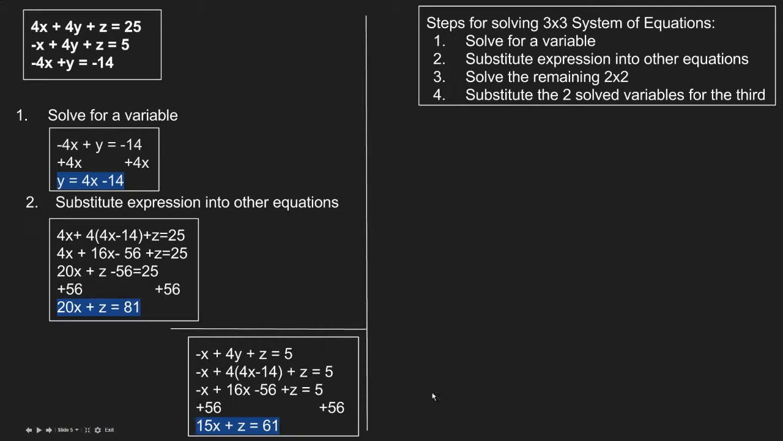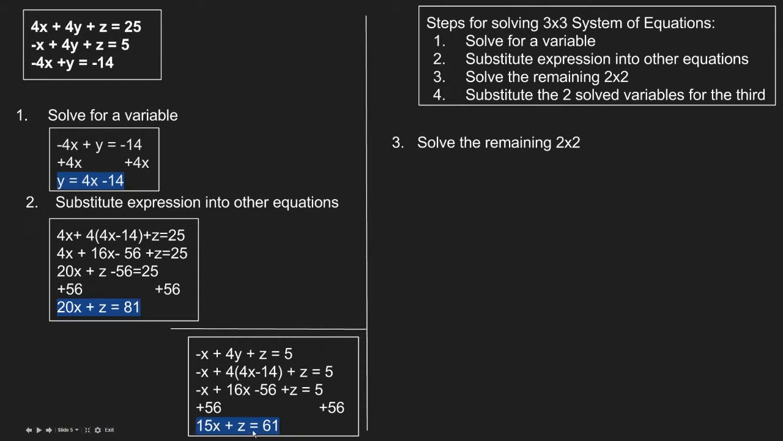Again, we're going to solve another equation, substituting in our expression. So we'll use negative x plus 4y plus z equals 5. And instead of using y, we'll substitute in 4x minus 14, because that's what we got up here. So once you distribute the 4 across to everything inside the parentheses, you get negative x plus 16x minus 56 plus z equals 5. Then you'll add 56 to both sides because you're trying to isolate for your 2x2. You get 15x plus z equals 61.